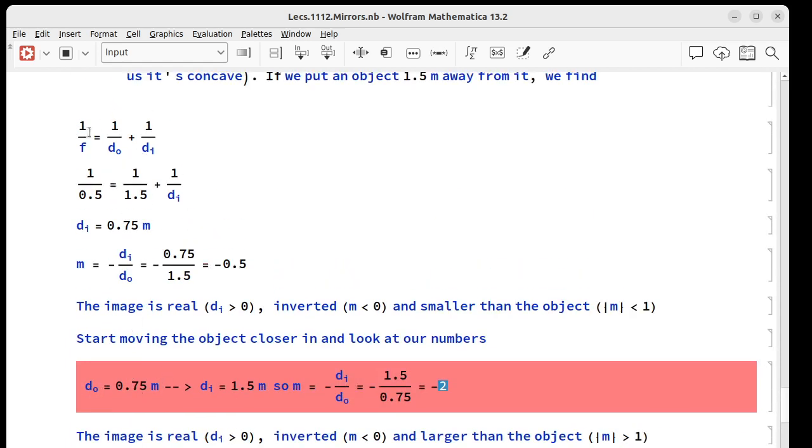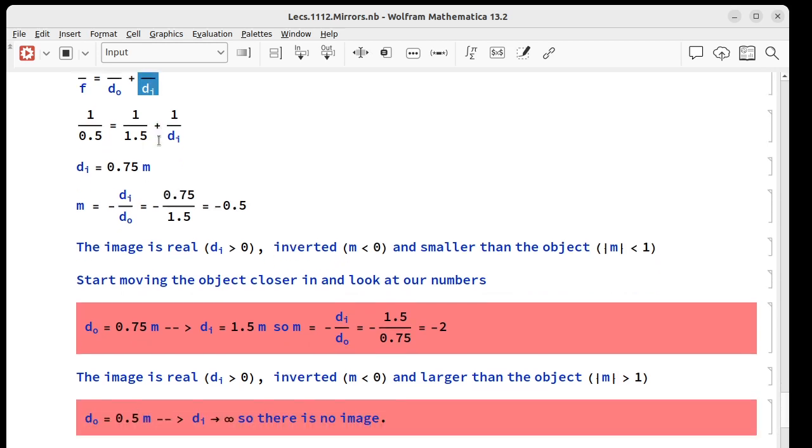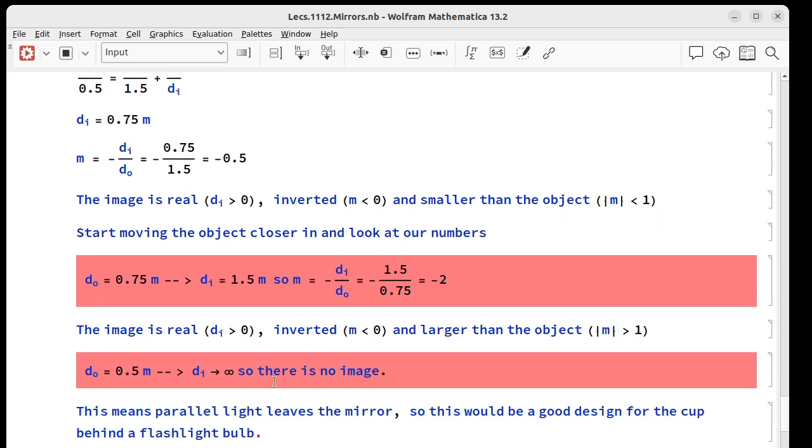What if we move in so that the object distance is equal to the focal length? Now we're going to have this equals this. There's nothing left for this. This has to be 0. So if 1 over di is 0, di must be infinity. What that tells us is there is no image. Parallel light leaves the mirror. The image is a place where the lines cross, and these lines don't cross till you get to infinity, so there is no image. If parallel light leaves the mirror, this would be a good design for a flashlight. You have your light source at the focal length, and you put this concave mirror behind it, and parallel light comes out of the flashlight.